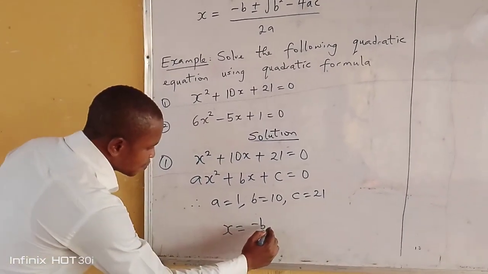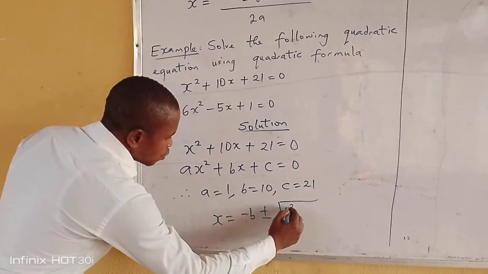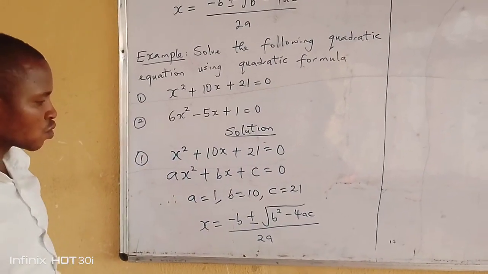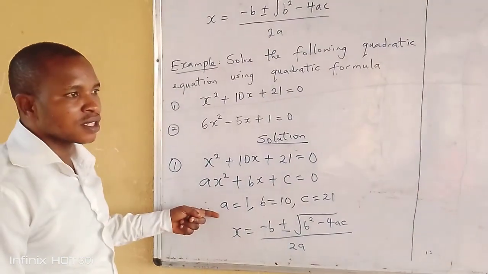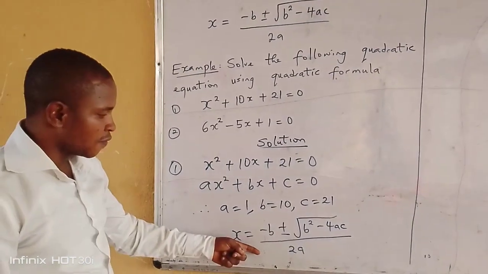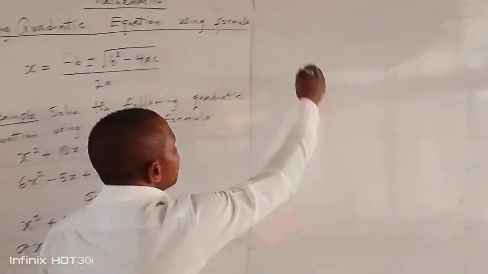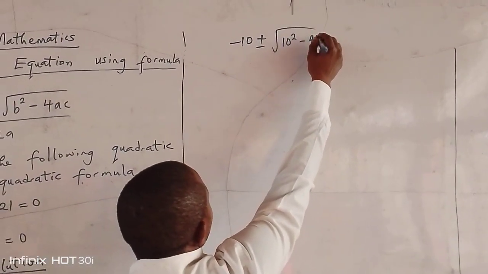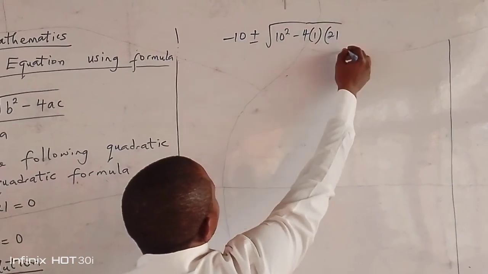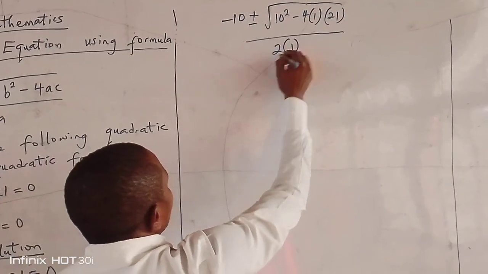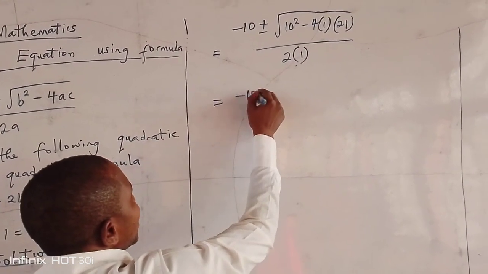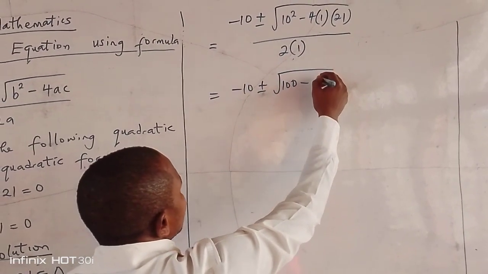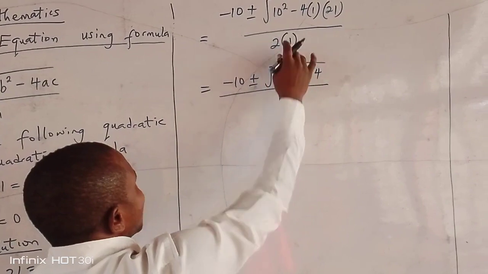S is equals to minus b plus or minus square root of b squared minus 4ac over 2a. Then all what you need to do is to substitute the values of this constant into this formula. So we are going to have minus 10 plus or minus square root of 10 squared minus 4 into 1 into 21 over 2 into 1. Then we end up having minus 10 plus or minus 10 squared will give us 100. 4 times 1 times 21 will give us 84 over 2 times 1 will give us 2.